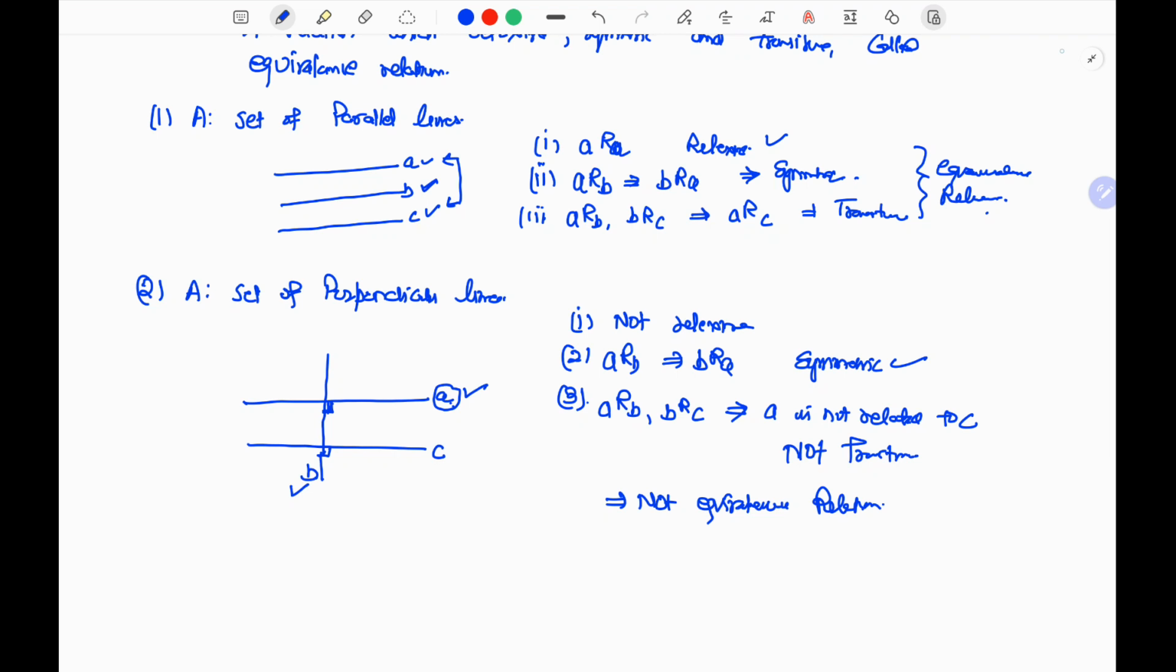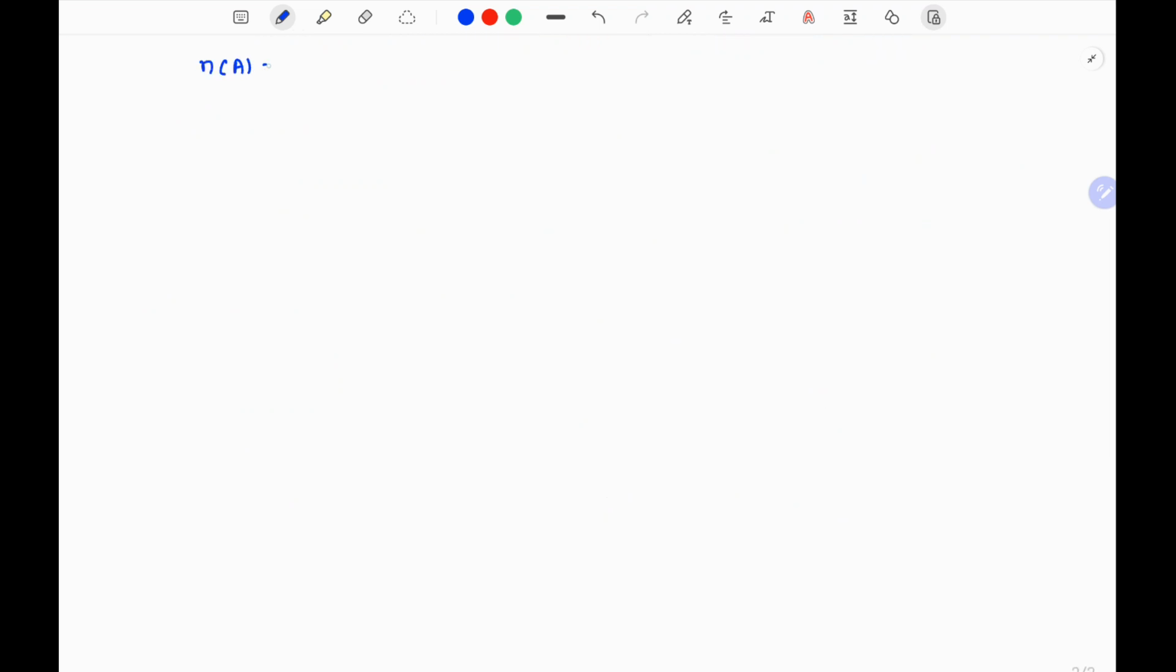As we have already discussed, if the number of elements in the set A is n, then the number of elements in the Cartesian product of set A with itself will be equal to n times n, that is n squared, and the number of relations from A to A will be equal to 2 raised to the power n squared. Similarly, the number of reflexive relations will be equal to 2 raised to the power n squared minus n, which we have to remember.